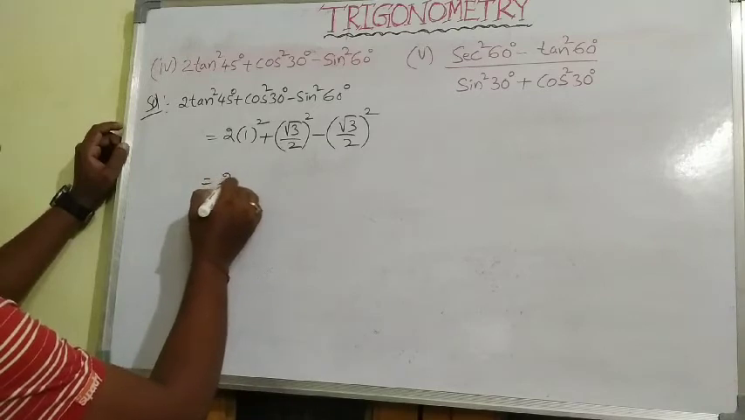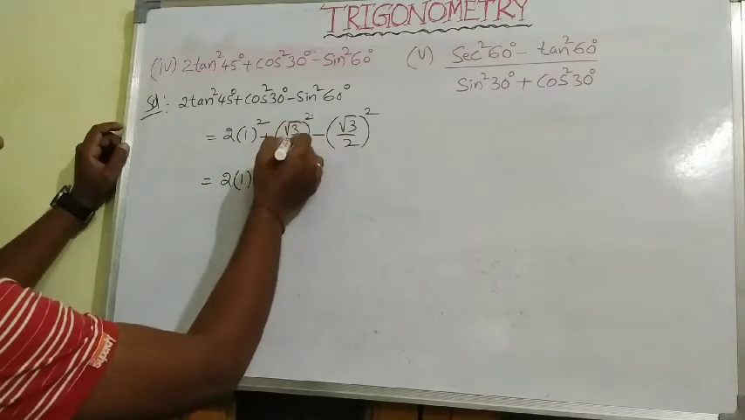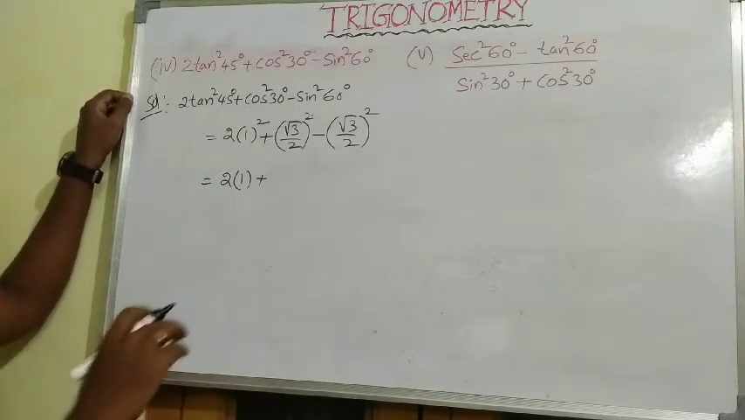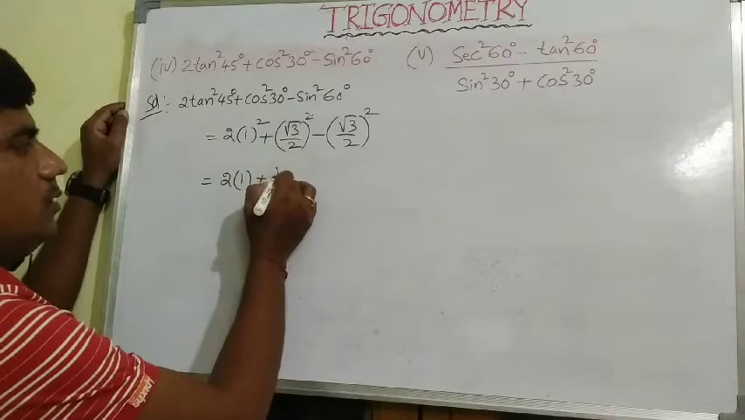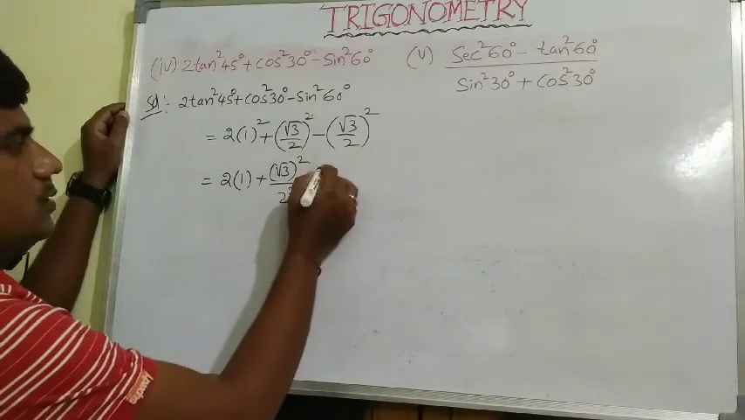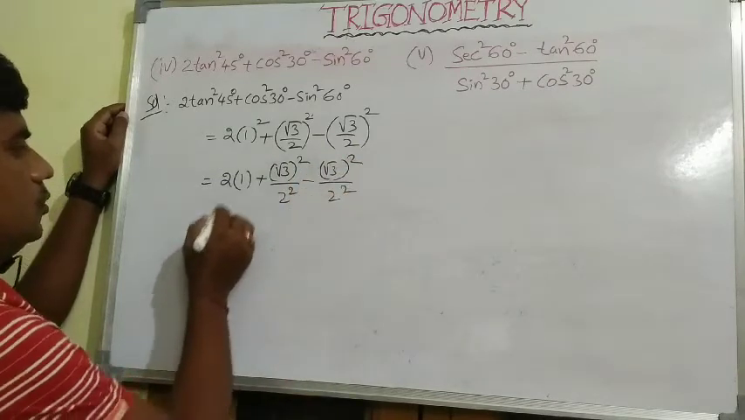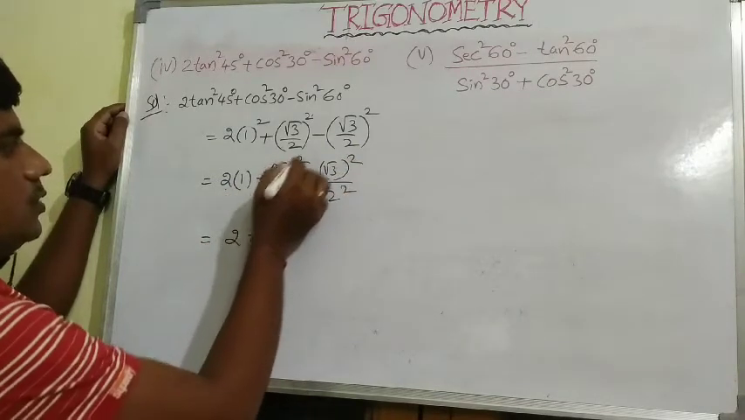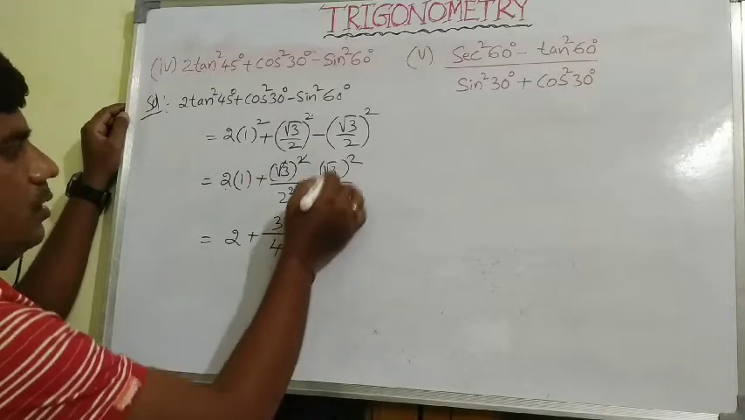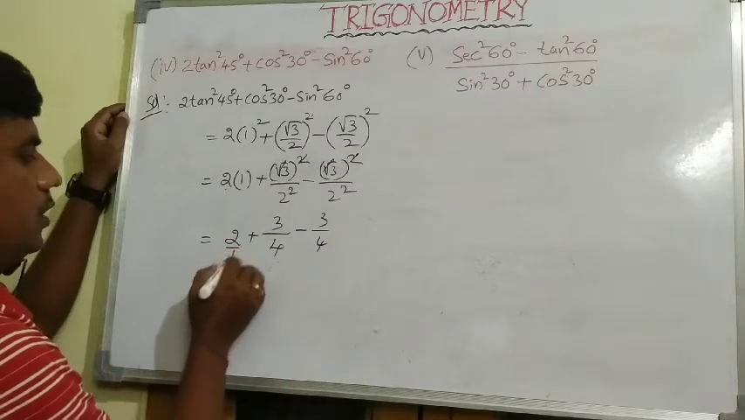So we have to simplify this one. 2 into 1 square value 1. Root 3 by 2 whole square, by the rule root a by b whole square is a square by b square. So root 3 whole square by 2 square, minus this one also root 3 whole square by 2 square. So 2 into 1 is 2, square root cancel, so 3 by 2 square value 4, minus, square root cancel, 3 by 4. So your 2 denominator is 1.